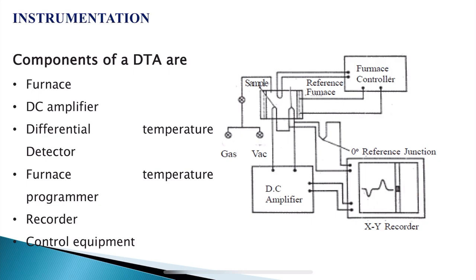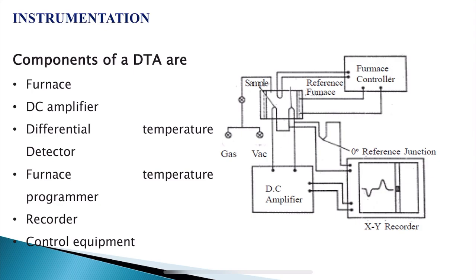And the last component of differential thermal analysis is the control equipment, and its function is to maintain a suitable atmosphere in the furnace and the sample. As the name itself says, control equipment means it is going to control the suitable atmosphere in the furnace and the sample. Okay, so this is how we explain the instrumentation of differential thermal analysis.